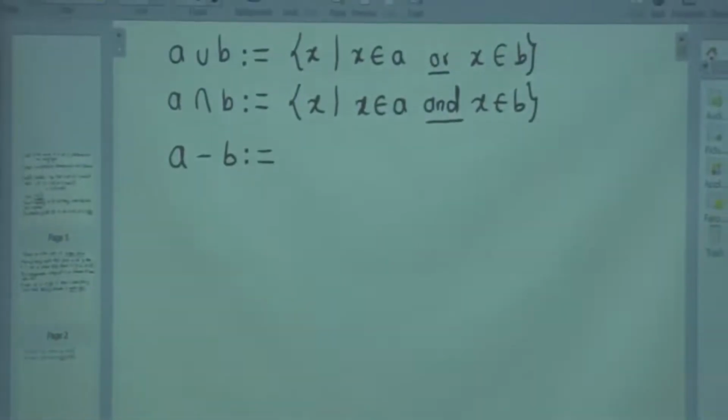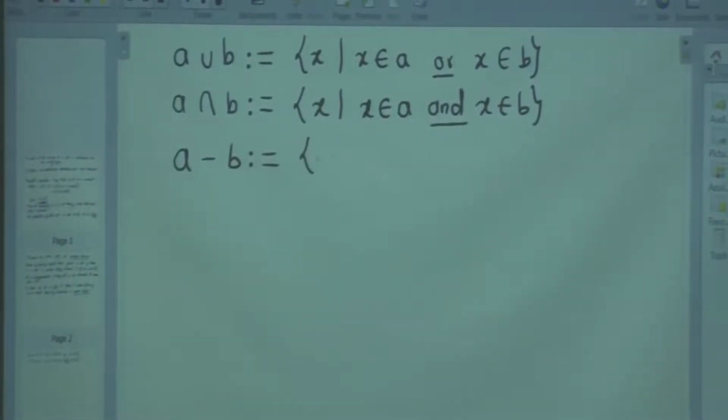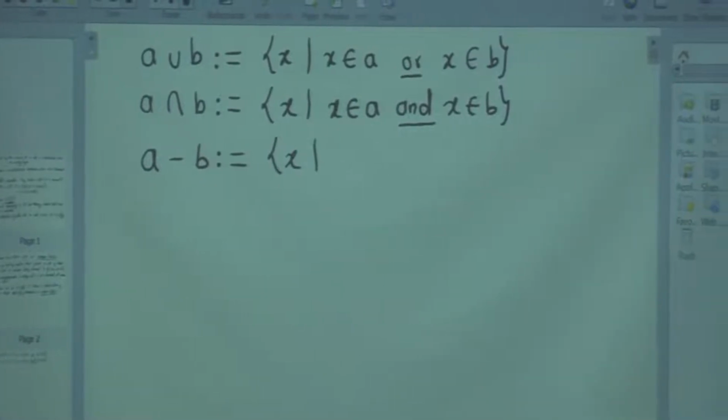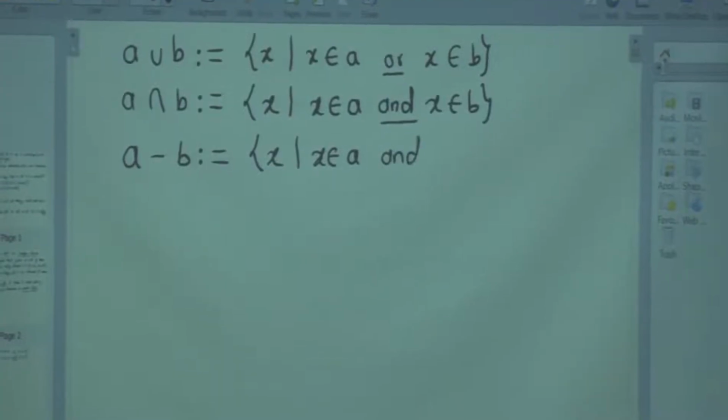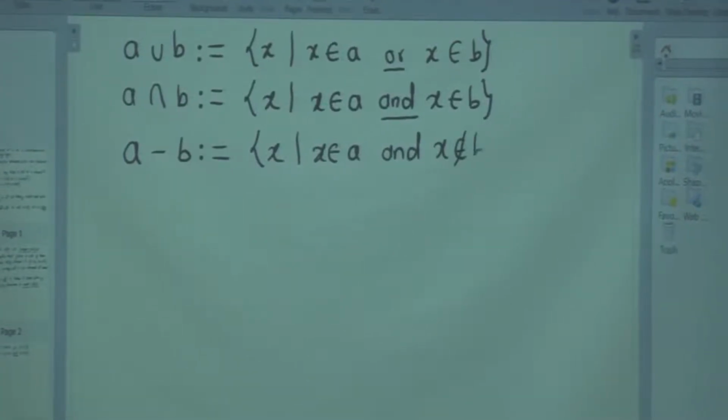Subtraction, yes. So set subtraction, right? A minus B, what is it? All those x's such that x belongs to A and x doesn't belong to B. Very good. Any other operation?